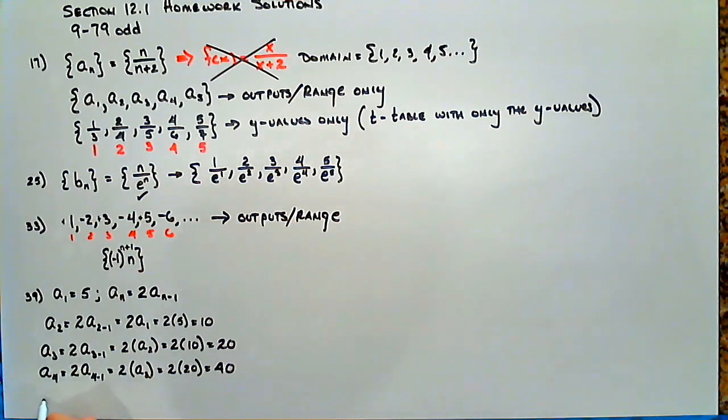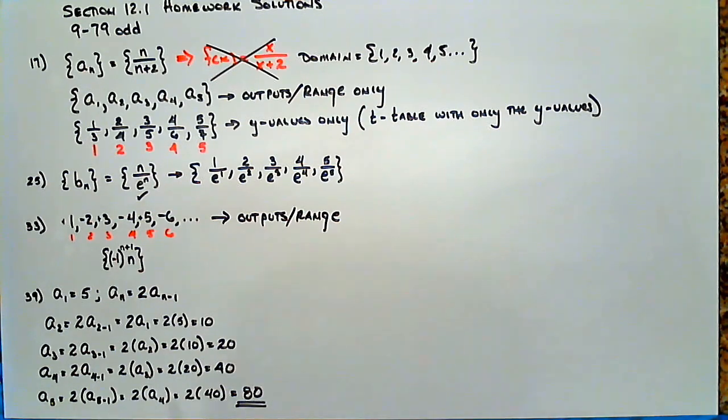So let's find out. What's our 5th term? It's going to be 2 times a sub 5 minus 1. That's 2 times a sub 4. That's going to be 2 times 40. And yep, just like we thought, it turns out to be 80. And they wanted us to find the first 5 terms. So we did.